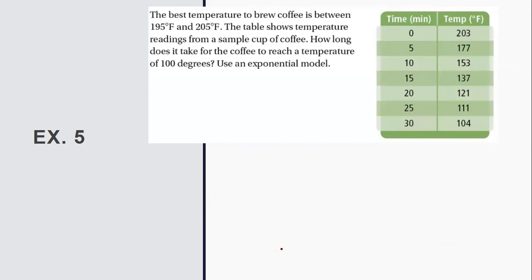So the best temperature to brew coffee is between 195 degrees and 205 degrees. The table shows temperature readings from a sample cup of coffee. How long does it take the coffee to reach a temperature of 100 degrees? Use the exponential model. So we need to create an exponential model in order to answer how long will it take to get 100 degrees? How long will it take for my coffee to get to that?